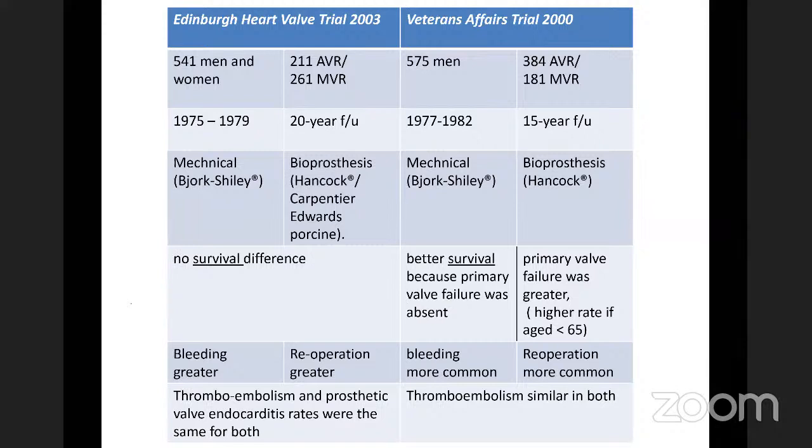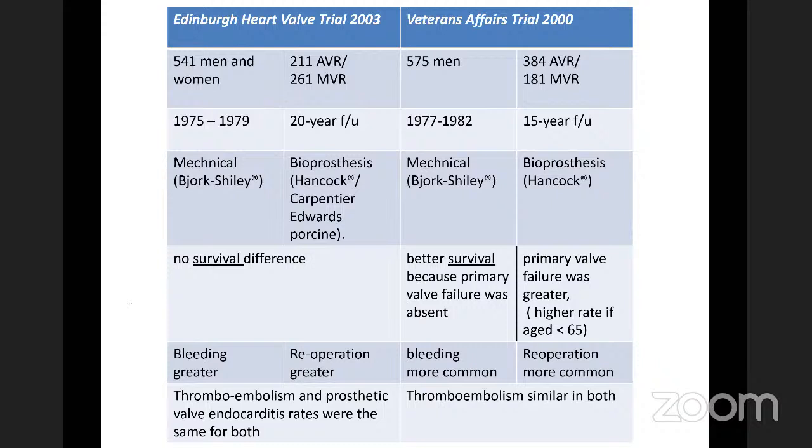As we said, both compared outcomes after valve replacement with the original mechanical York-Shiley tilting disc and the first generation of porcine tissue Hancock or Carpentier-Edwards. The primary outcomes for Edinburgh: one, we have no survival difference between the patients who underwent mechanical and biologic AVR. Number two, we have the bleeding. Bleeding rates were greater following mechanical AVR than bioprosthetic valve. Reoperation rates were greater following bioprosthesis than mechanical. Thromboembolism and prosthetic valve endocarditis rates were the same for both valves.